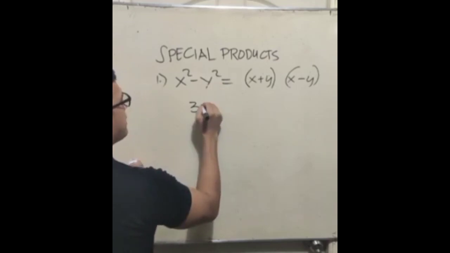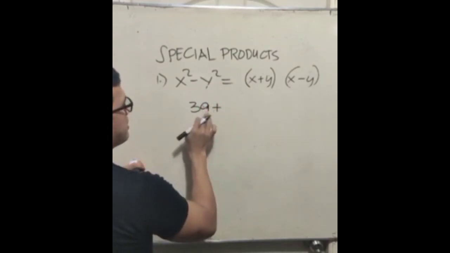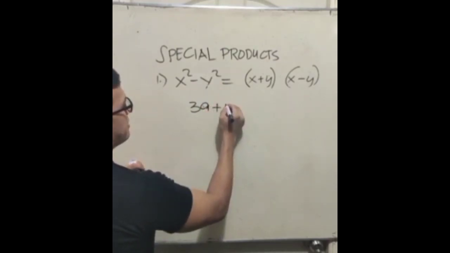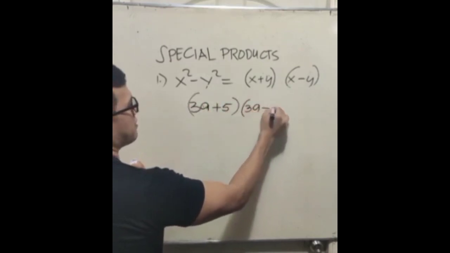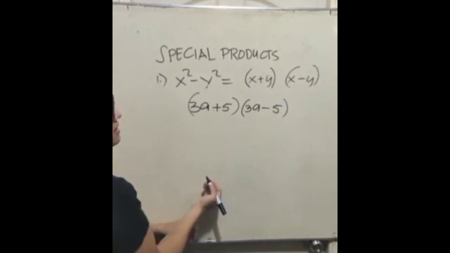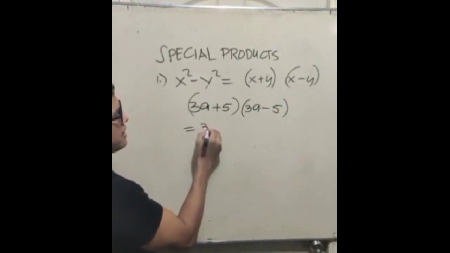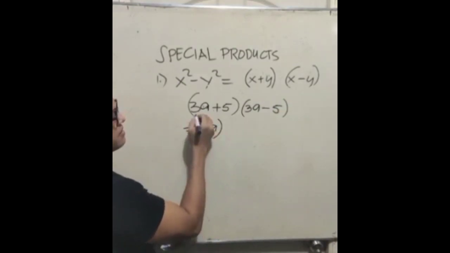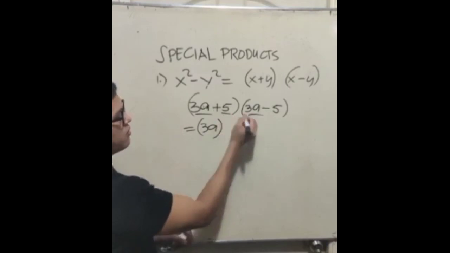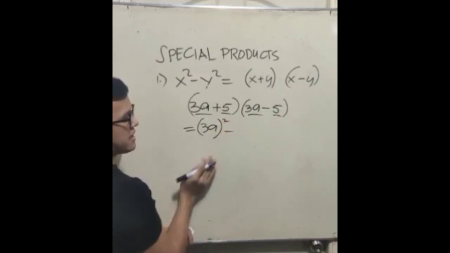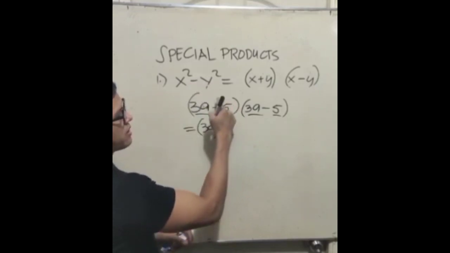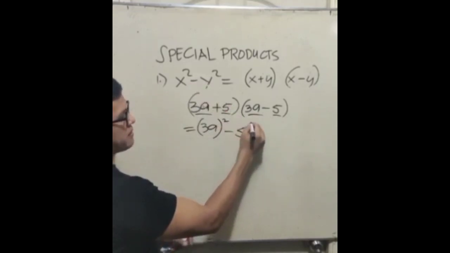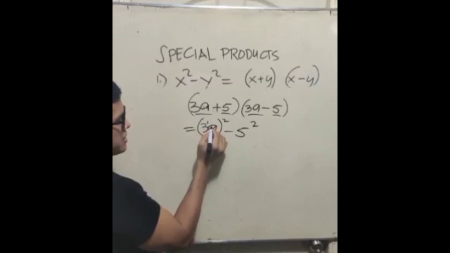Shall we say 3a plus 5 and then 3a minus 5. Okay? So, square natin yung first, 3a, right? But x. Okay? And then the y and the y. Square natin yan, and then minus, yung sign lagi, minus, and then square yung second, which is the y, so that's 5 squared, right?